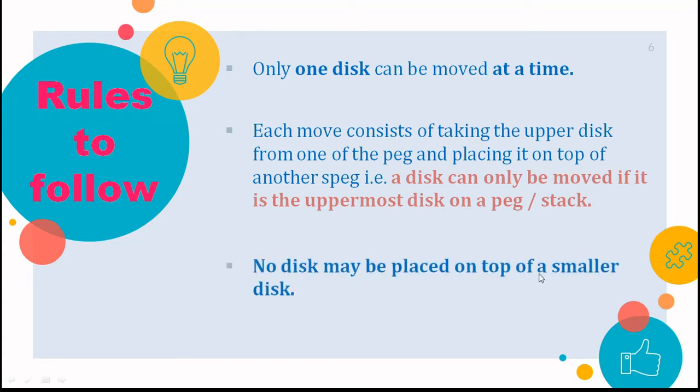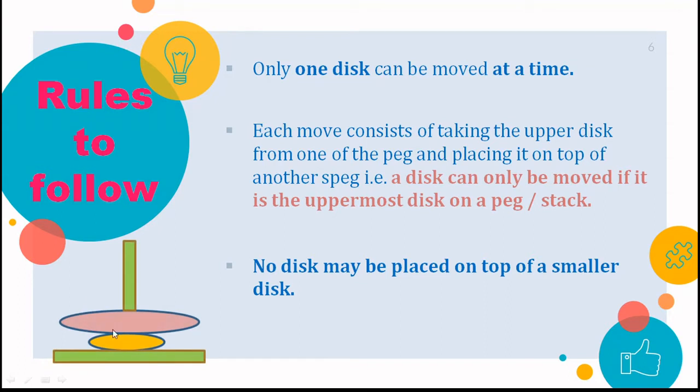No disc may be placed on top of a smaller disc, right? So a bigger disc cannot be placed on a smaller disc. So you can understand this. So if I talk about this, the pink disc is smaller than the yellow disc, so this is incorrect. We cannot place the discs in such a way.